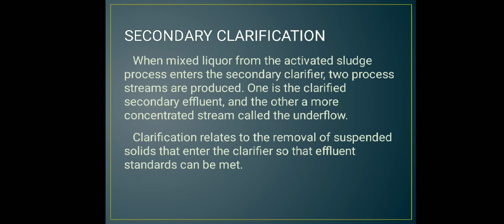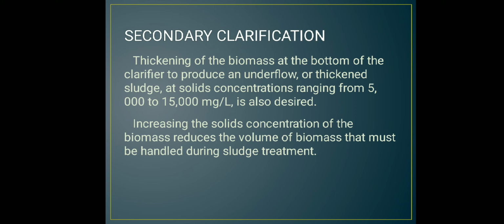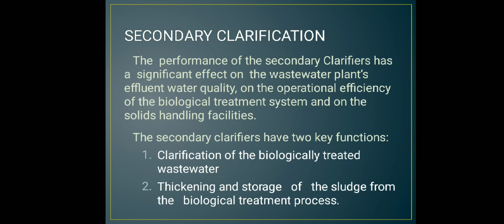Clarification relates to the removal of suspended solids that enter the clarifier so that effluent standards can be met. Thickening of biomass at the bottom of the clarifier to produce an underflow, or thick sludge, at solids concentrations ranging from 5,000 to 15,000 milligrams per liter is also desired. Increasing the solids concentration of the biomass reduces the volume of biomass that must be handled during sludge treatment. The performance of secondary clarifiers has a significant effect on wastewater plant effluent quality, on the operational efficiency of the biological treatment systems, and on solids handling facilities.